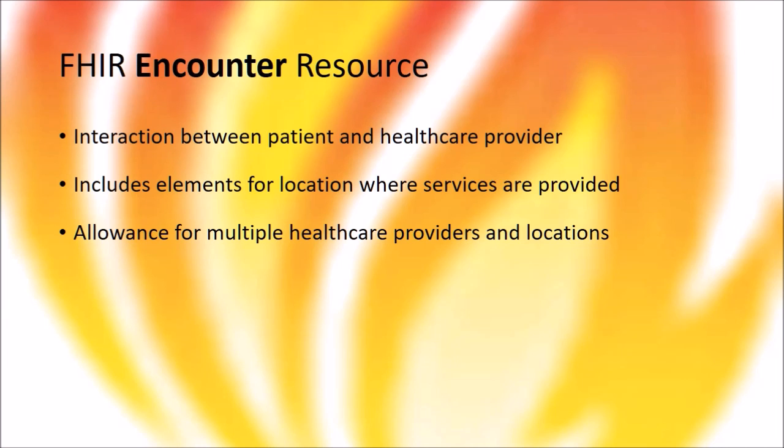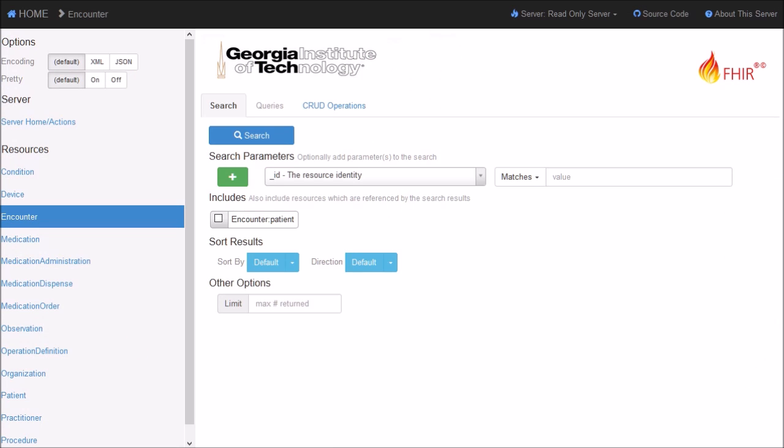The next FHIR resource we will discuss is the encounter resource. This resource is used to record interactions between patients and healthcare providers. It includes elements for providers and the location where services are provided, even if there are multiples of either. Again, selecting the resource from the list on the left of the screen brings us to the search page for that resource.